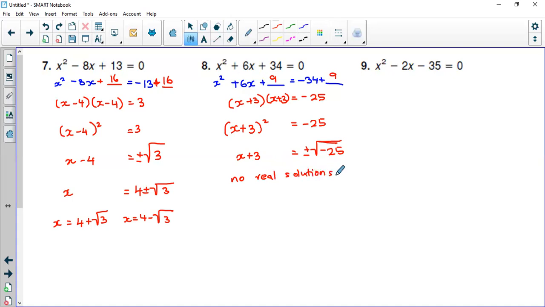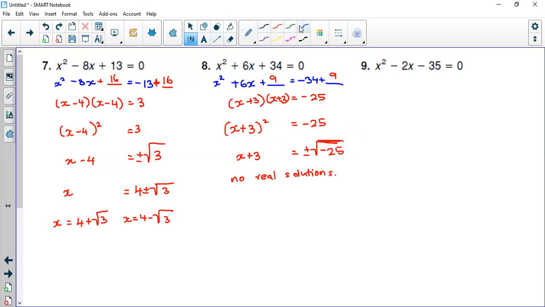So we say no real solutions. This is the case if you get a negative number inside the square root. But not always, only some special cases have this, right? So whenever you get a negative number inside the square root, you say that there is no real solution.